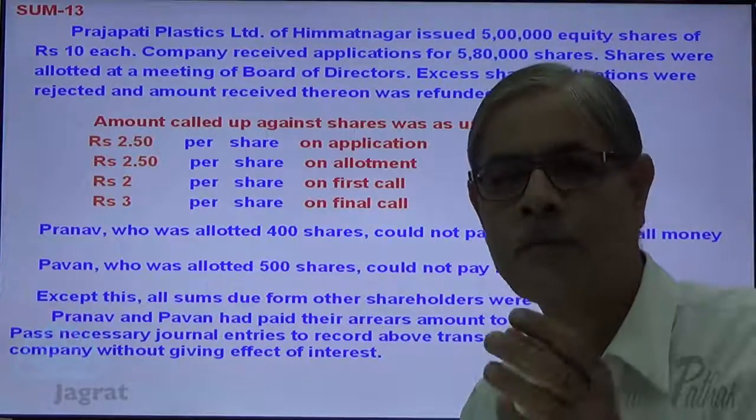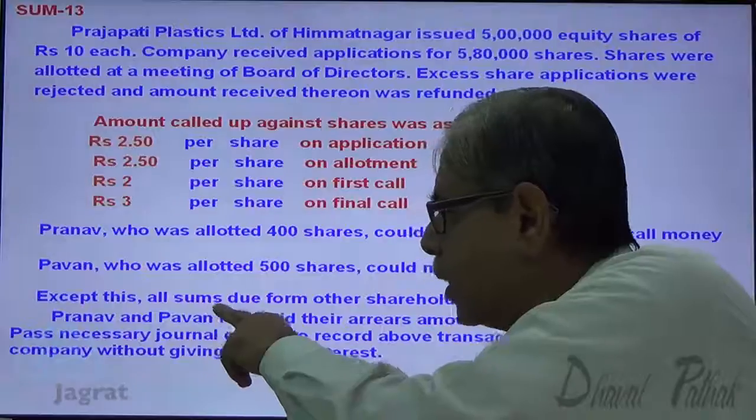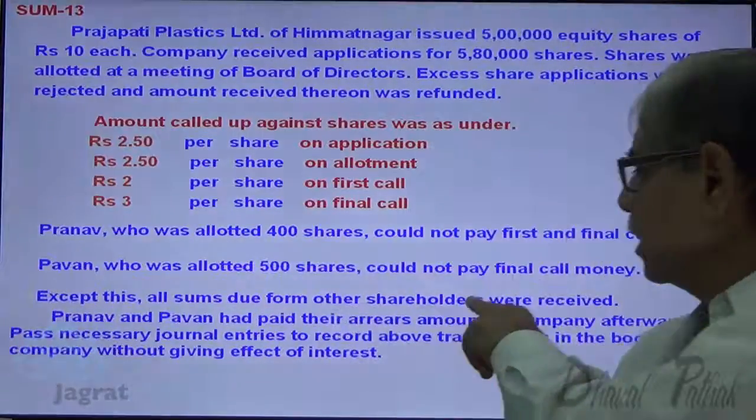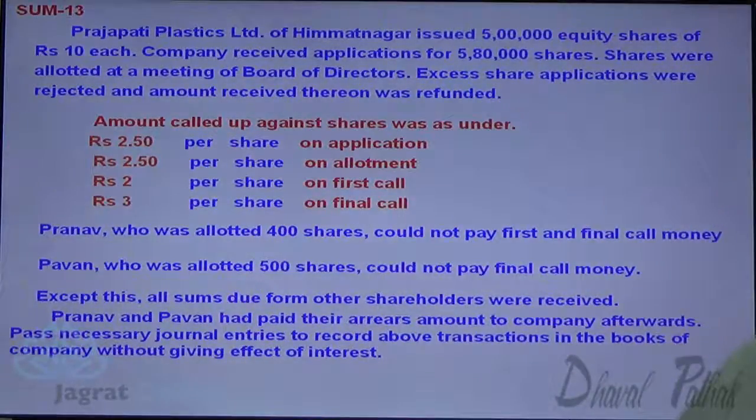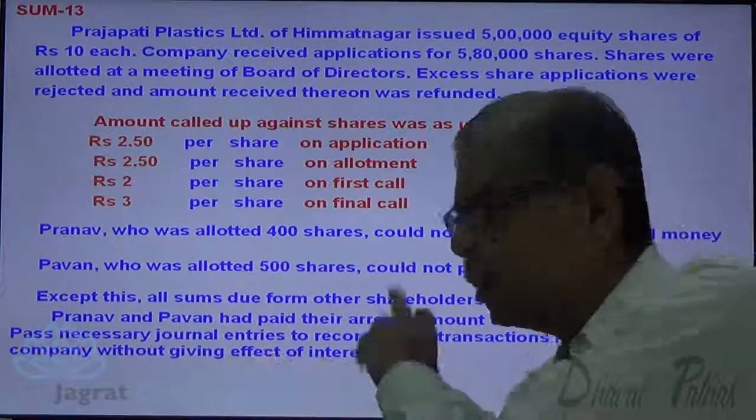Now, except this, all sums due from other shareholders were received. Pranav and Pawan have paid their arrear amount to company afterwards. Pass necessary journal entries to record the above transactions in the books of company without giving effect of interest.